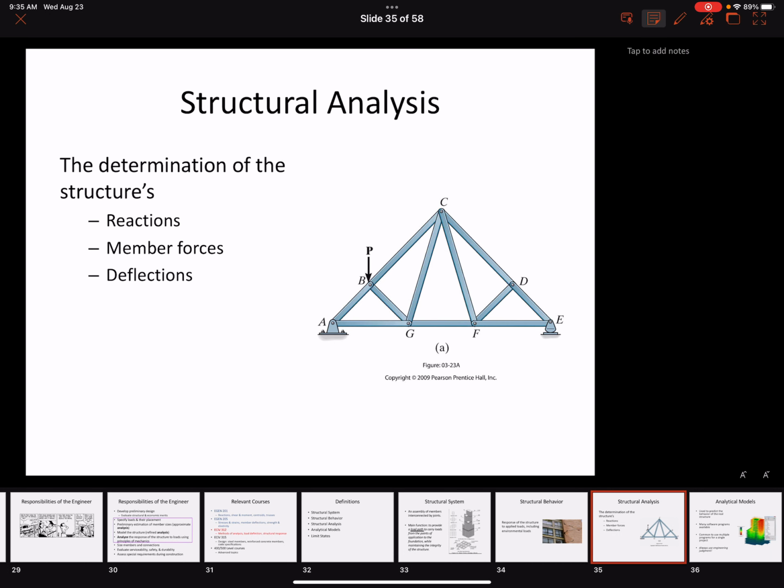All right, now structural analysis refers to the determination of the structure's reactions, member forces, and deflections. You all already know how to do these things from your previous classes. So again, in this class, we're going to build on that. You're going to learn some new analysis techniques to get there, and we'll attack some more complicated problems as well.